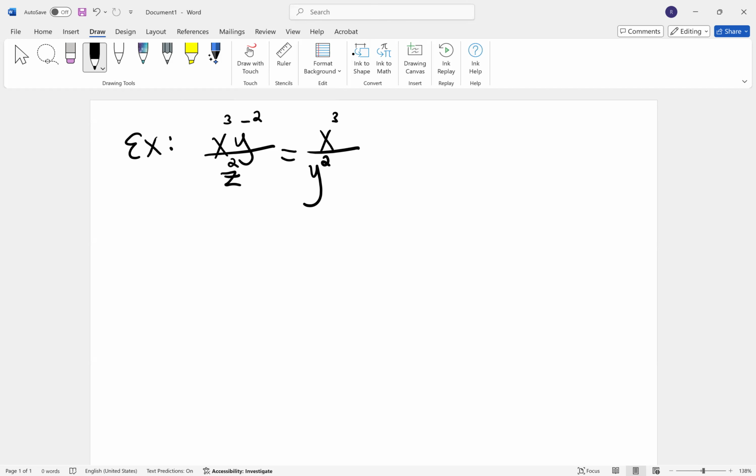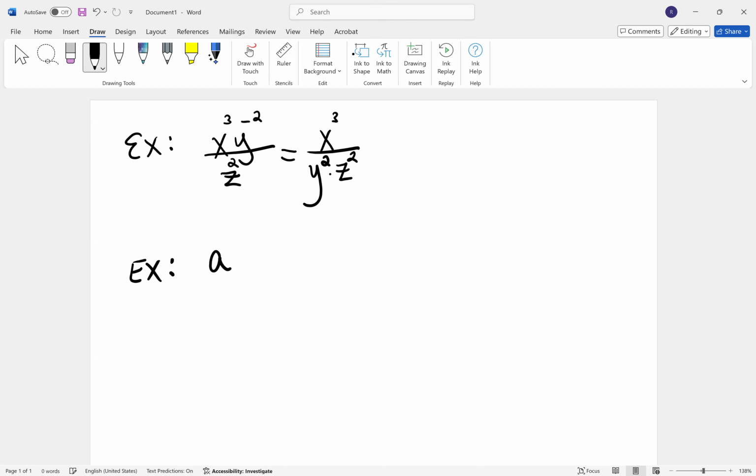So think of the y to the negative 2. That expression's moving to the bottom of the fraction, and the exponent's going to become positive. And then we still have to multiply that by z to the 2 because that was down there anyway. So that's how we would rewrite this expression without any negative exponents. Let me give you another example.